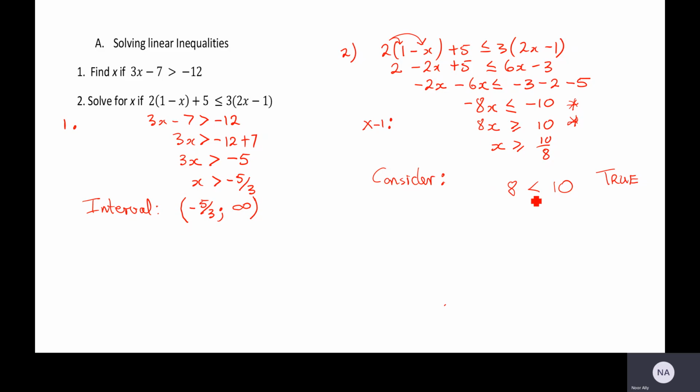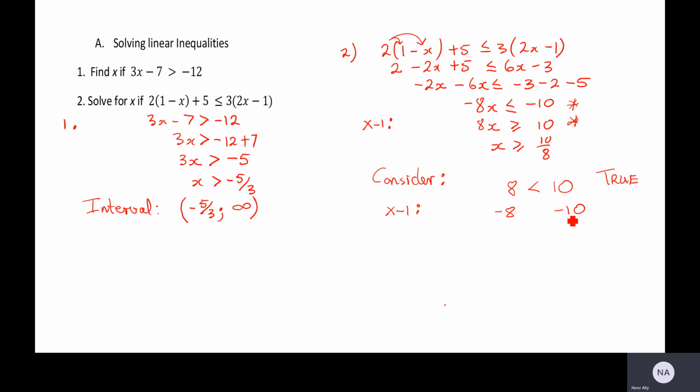Now since this is an inequality, just like an equation, I can add values on either side. I can subtract values on either side. In other words, whatever I do to the left hand side, I must do to the right hand side. And I can also multiply by a negative. So let's multiply by the negative. 8 times negative 1 gives me negative 8. 10 times negative 1 gives negative 10.